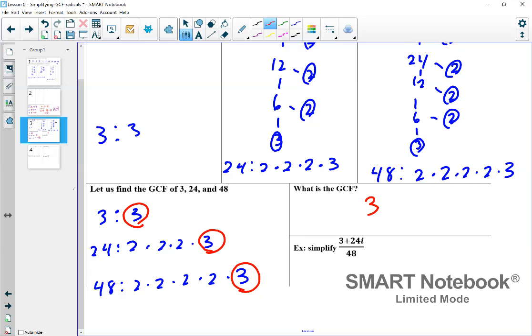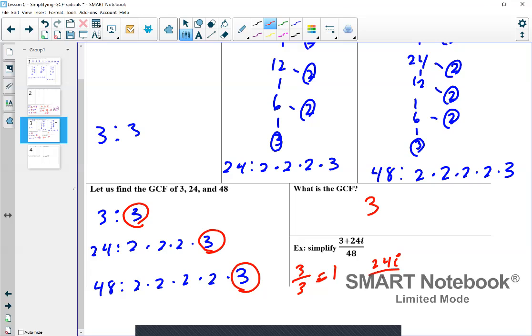So let's simplify this. Take the GCF, which we now know is 3, and take each one of these numbers and divide it by 3. So 3 divided by 3 is a 1. A positive 24i divided by 3 will become a positive 8i, and a positive 48 divided by 3 equals a positive 16.